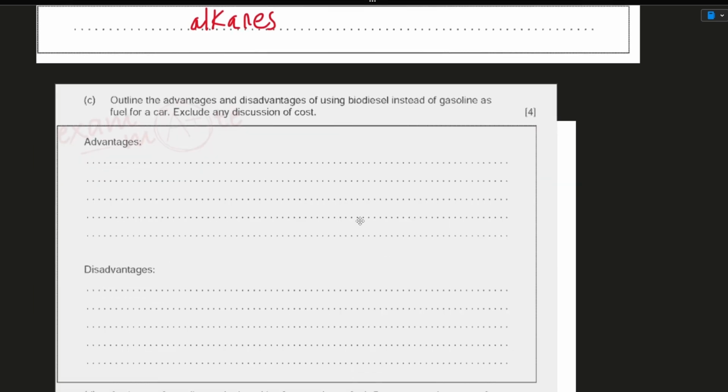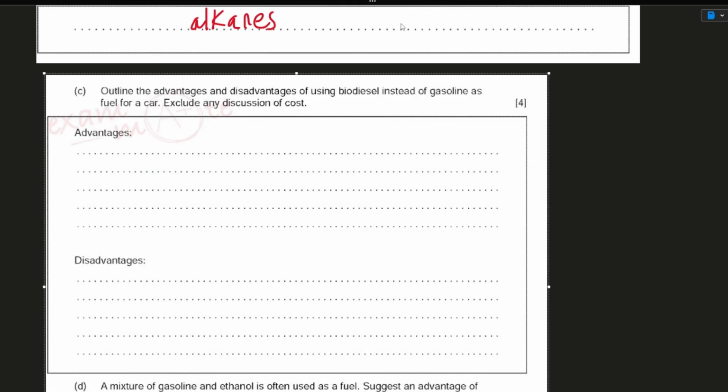Yeah, right here. Here it says, for part C, outline the advantages and disadvantages of using biodiesel instead of gasoline as fuel for a car. Exclude any discussion of cost. So immediately we should not talk about anything related to price or cost, and even if it's a slight mention of it, we shouldn't take the risk, as we shouldn't risk deduction of marks.